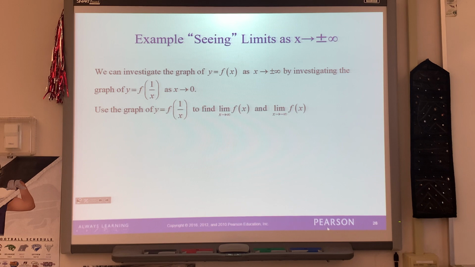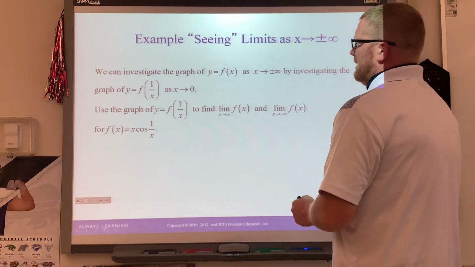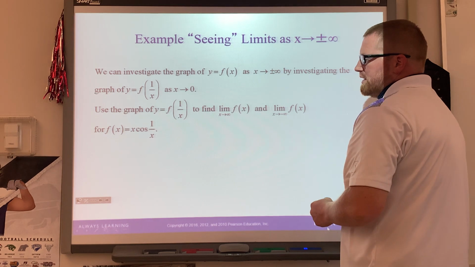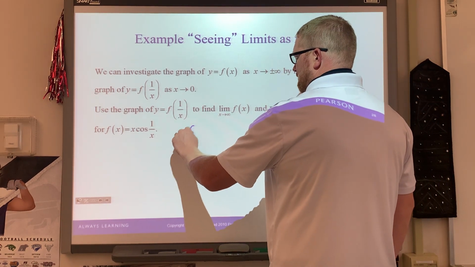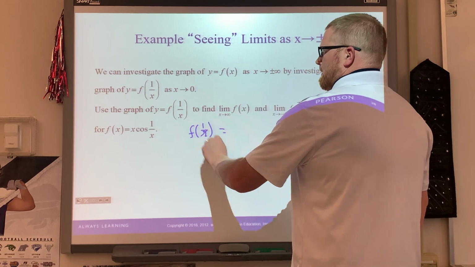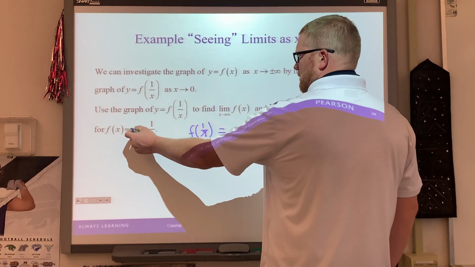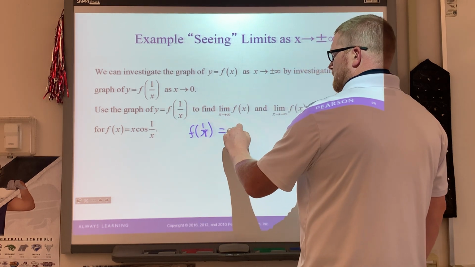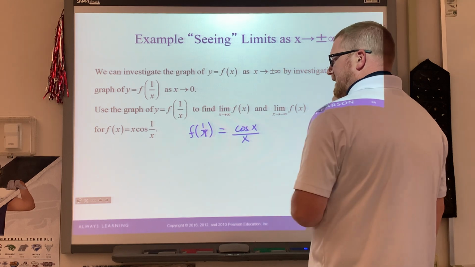It says use the graph of y equals f of 1 over x to find the limit as x approaches positive infinity of f of x, and the limit as x approaches negative infinity of f of x for the function x times cosine of 1 over x. Well, the very first thing to do anytime you're going to use this trick to help in identifying these, we'll call infinite limits, is let's figure out, well, what is f of 1 over x? Well, 1 over x turns that into 1 over x, and this is 1 over 1 over x. So I believe this ends up being just cosine x over x.